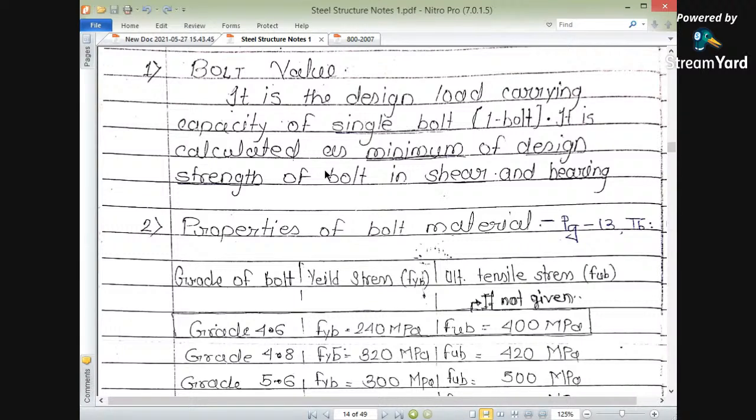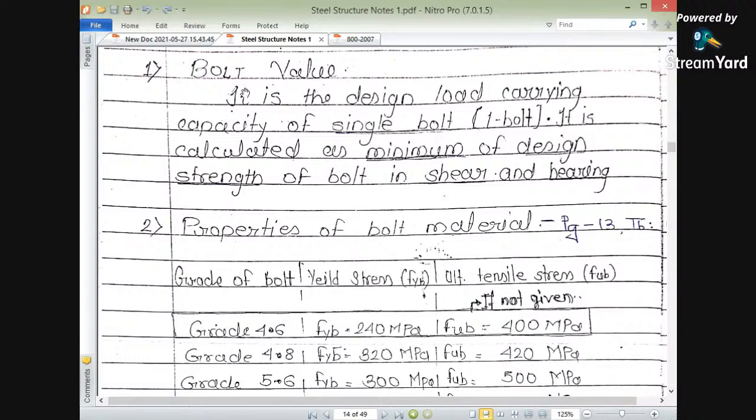While connecting the two plates with the help of bolts, the strength of the bolt should be more, so that the load carrying capacity of the plates and of the bolts is sufficient, it is safe, and there is no fracture or cracks in the plates as well as the bolt. Such strength is nothing but the bolt value.